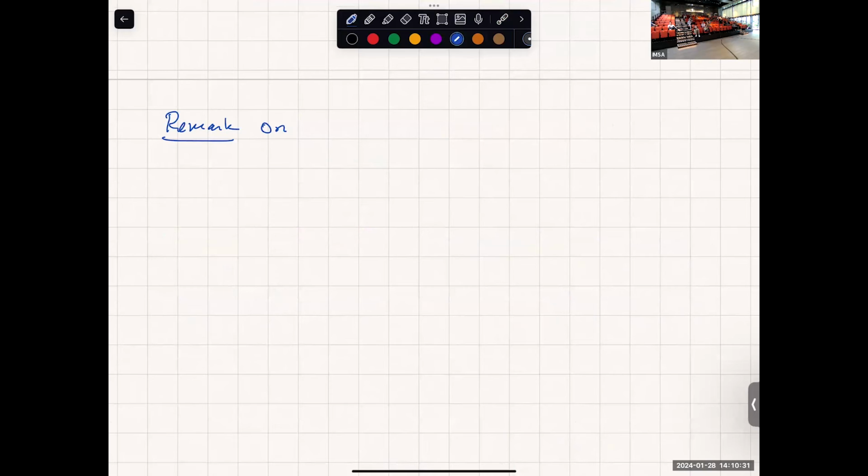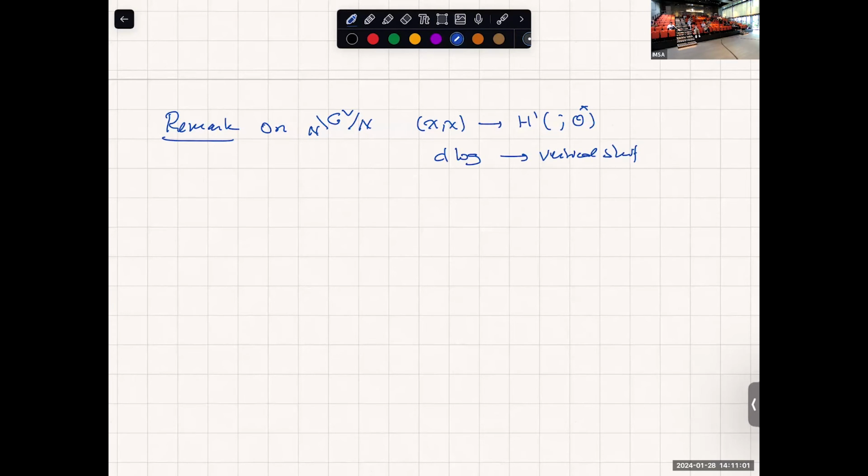So on the stack G check mod N, the bi-character chi gives a class in H1 with coefficients in O. And if you take d of that, actually d log of that, it gives you a shift of the cotangent bundle. So a vertical shift deformation of T star of G check mod N. Okay.